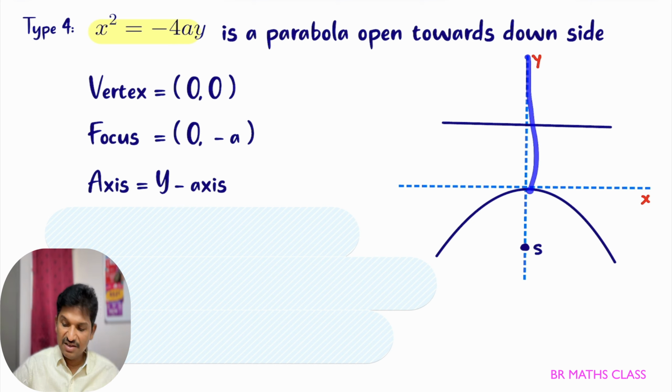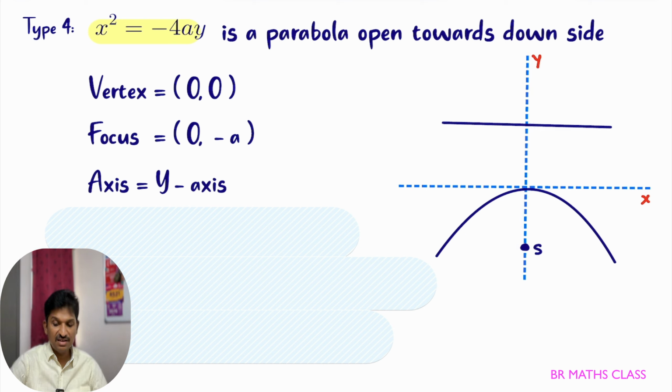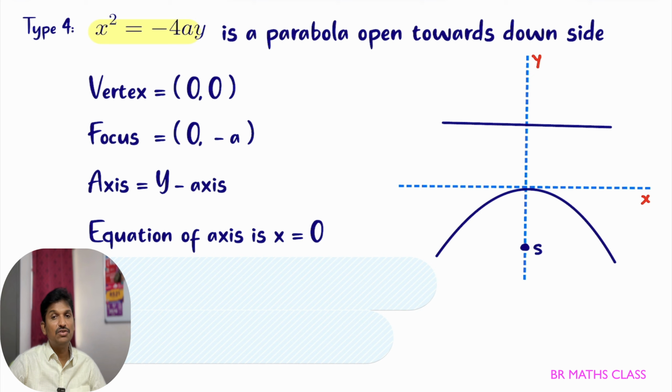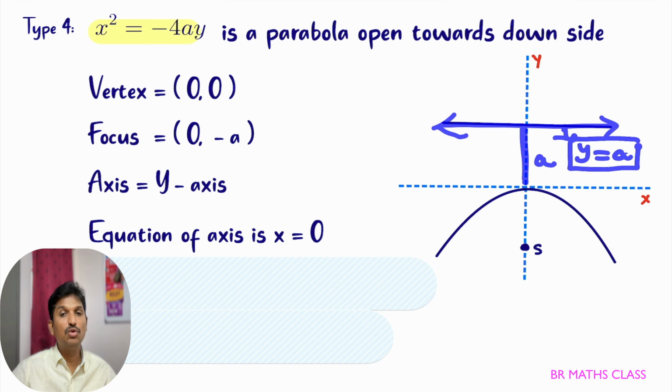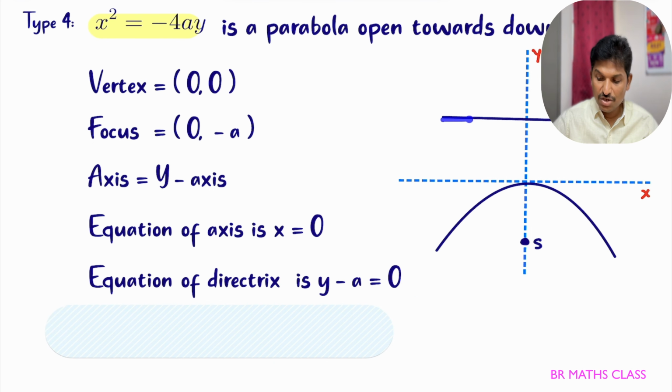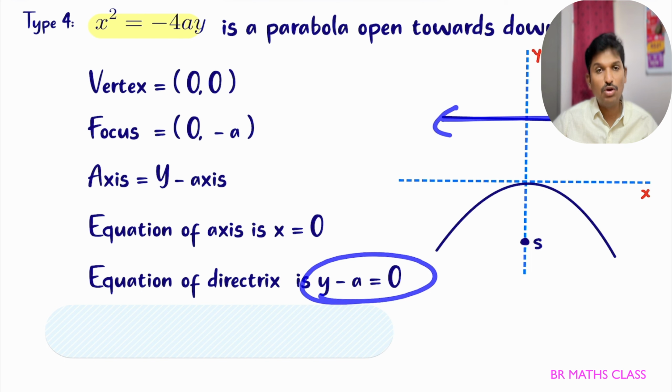For this parabola, this is axis, na? Axis is y-axis. What is equation of y-axis? Equation of y-axis is x equal to 0. See here, equation of axis is x equal to 0. Next, equation of directrix. You observe this is directrix. This directrix is parallel to x-axis. Then its equation starts with y equal to, this length is a units, na? It is at a distance of a units above the origin. So equation of directrix is y equal to a. So equation of directrix is y minus a equal to 0.